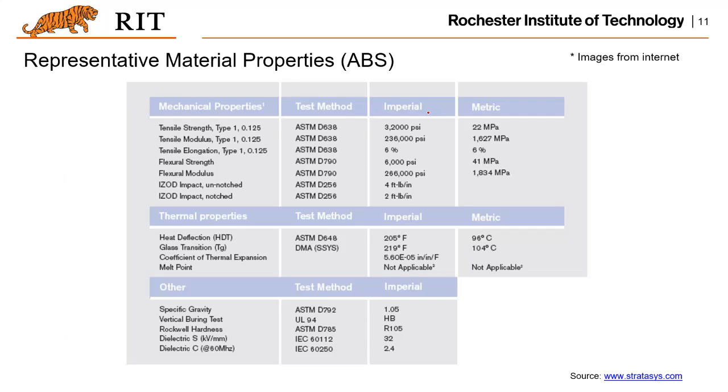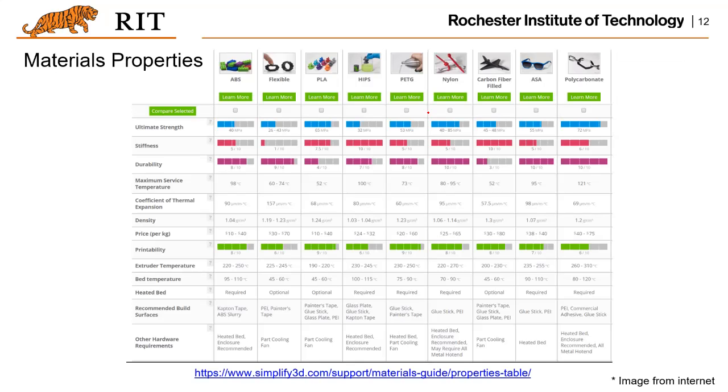Here gives you some of the material property chart for the ABS material. Again, this kind of figure shows the primary materials usually used in 3D printing, and basically it integrates all the different material properties and temperatures you want.